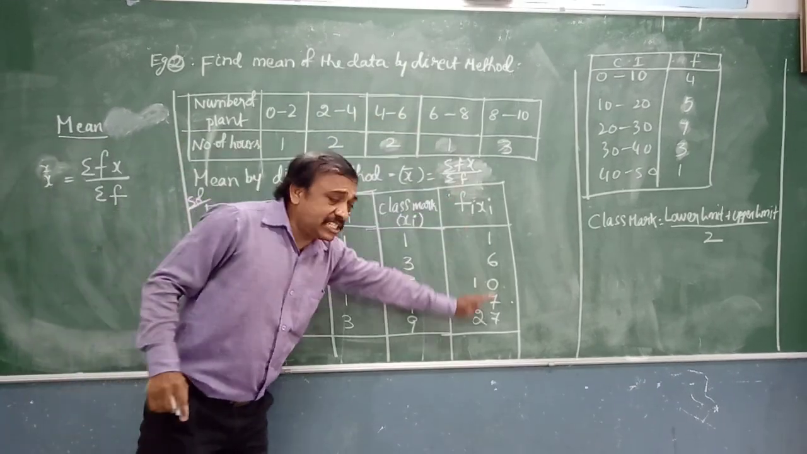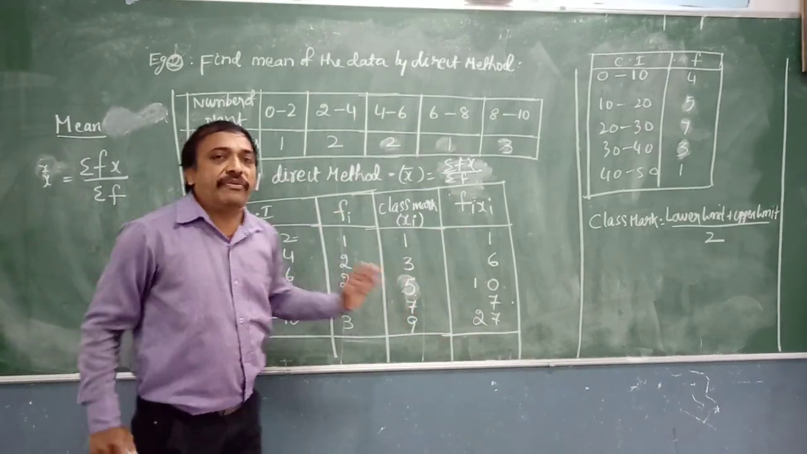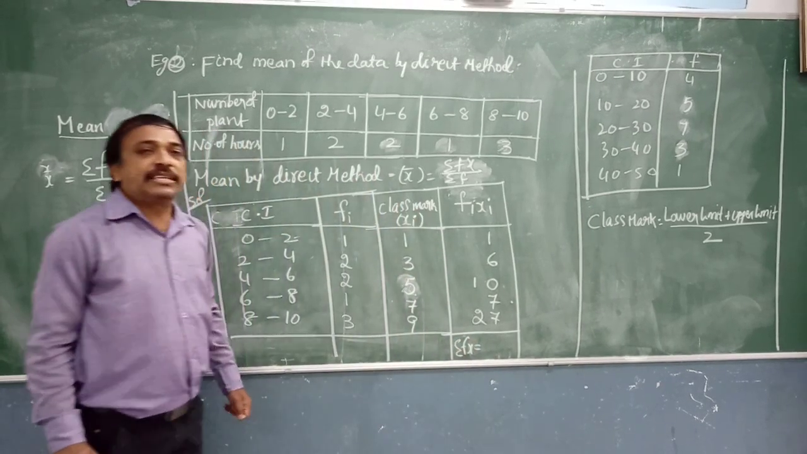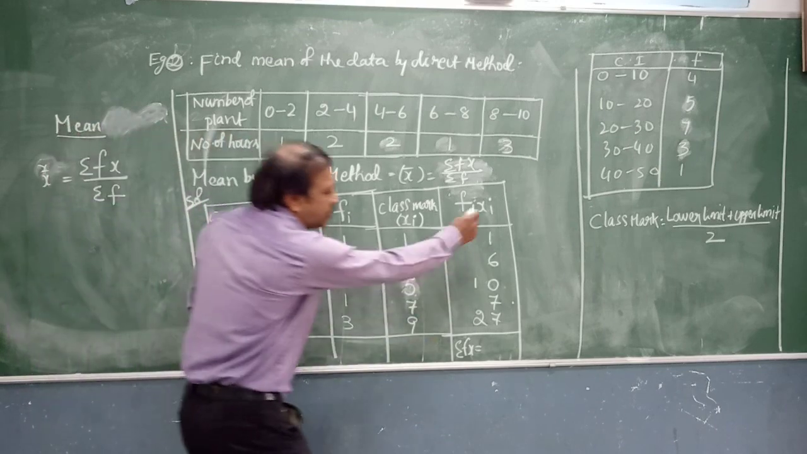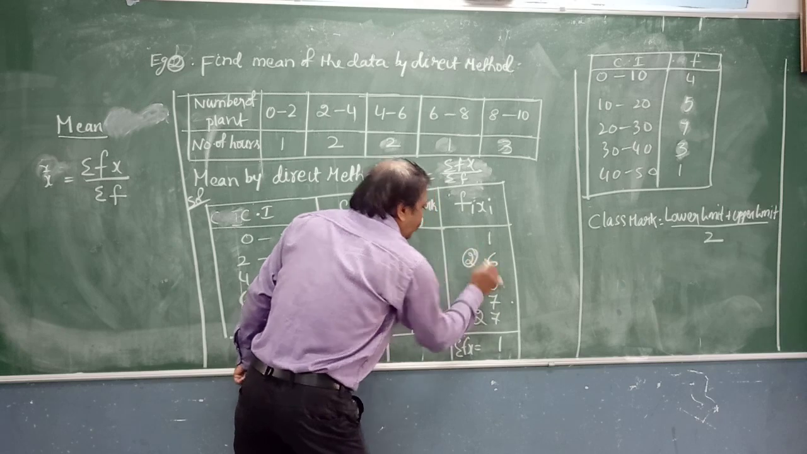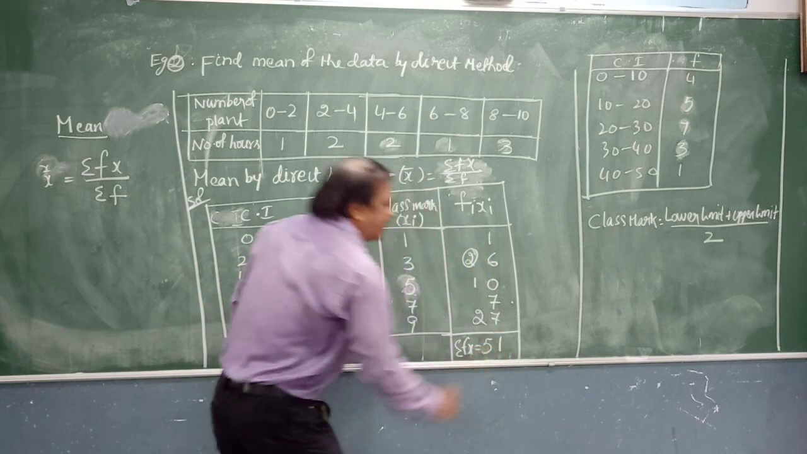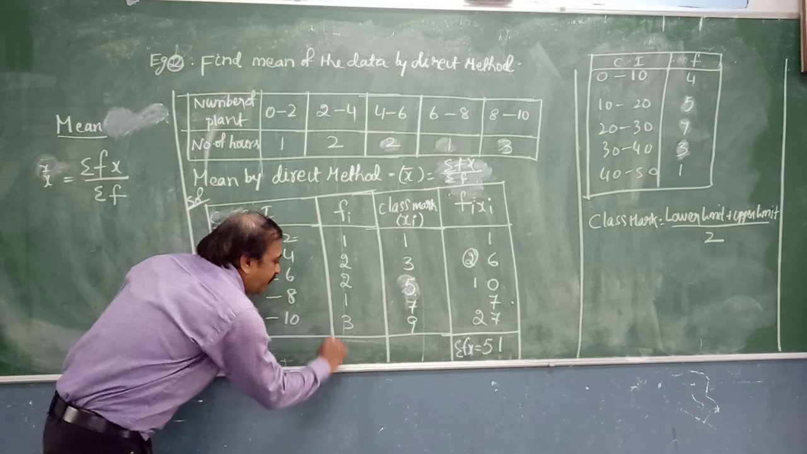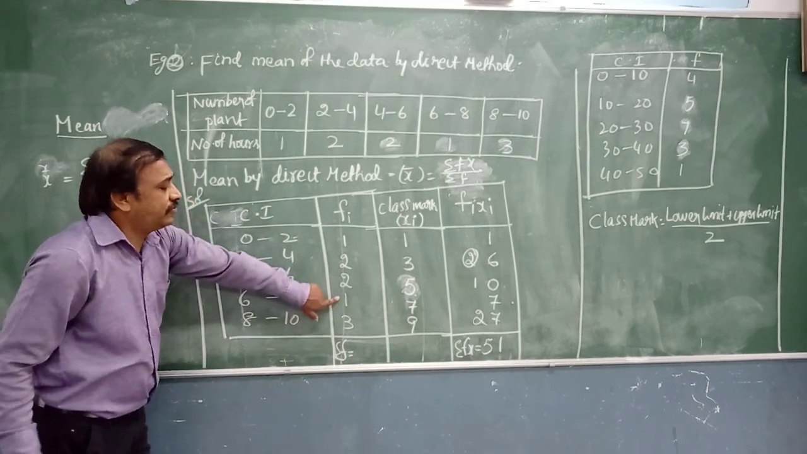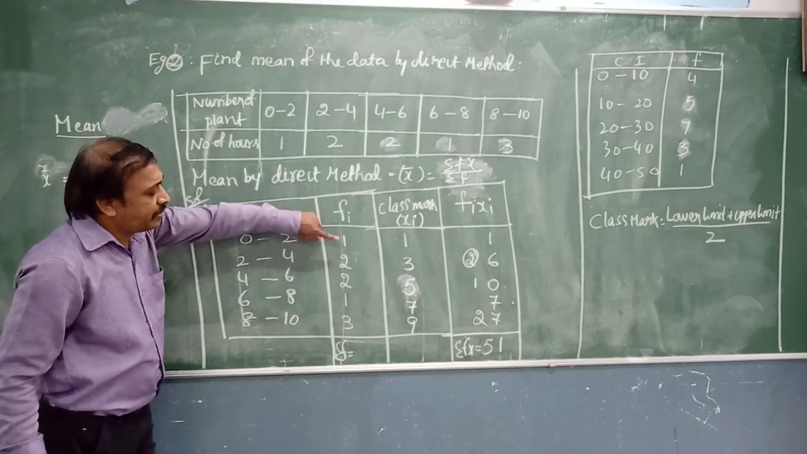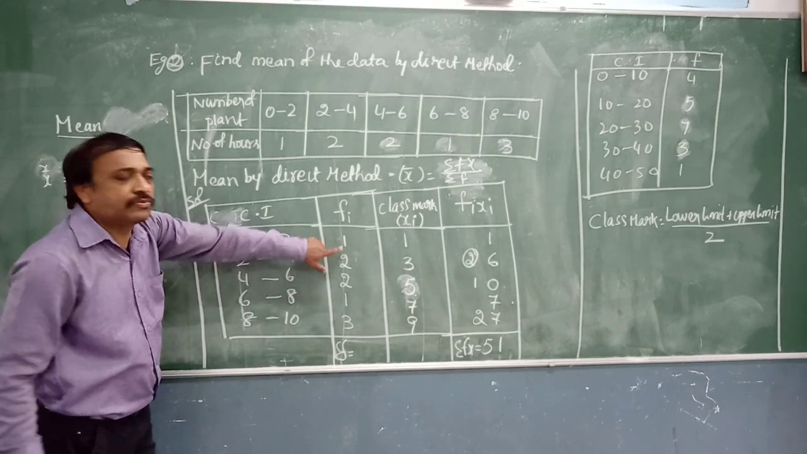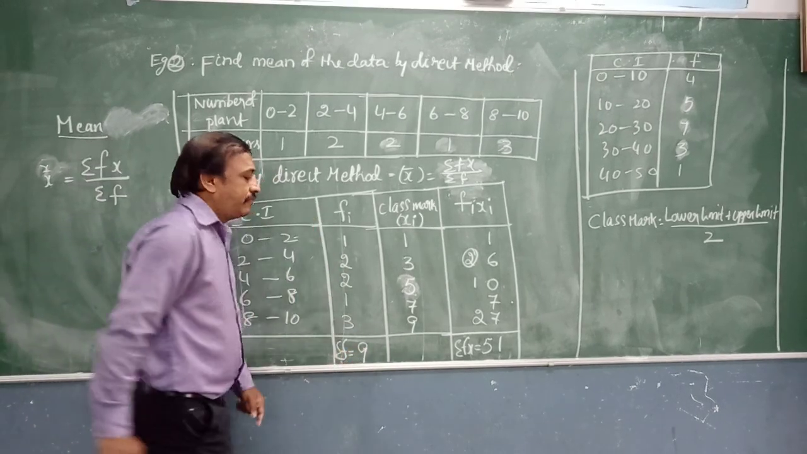If you add all these values, that will come as sigma fx, the summation. So 27 plus 7 is 34, plus 10 is 44, plus 6 is 50, plus 1 is 51. That is sigma fx. Then sigma f: if you add these frequencies, 1 plus 2 is 3, 3 plus 2 is 5, 5 plus 1 is 6, 6 plus 3 is 9. That is sigma f.